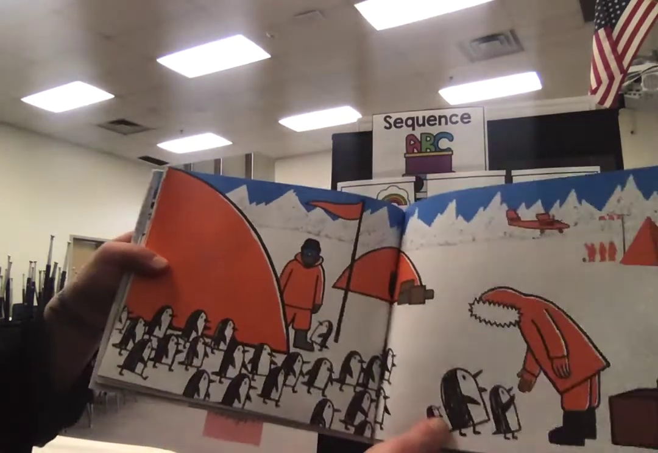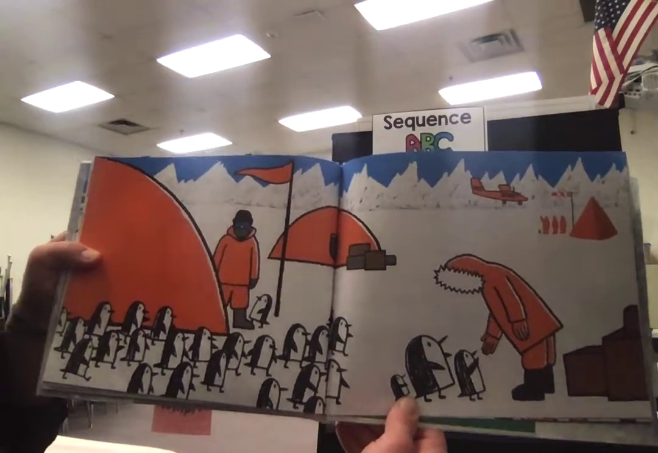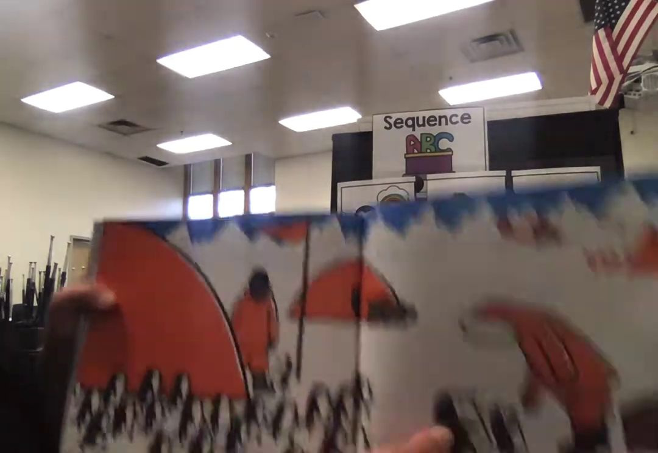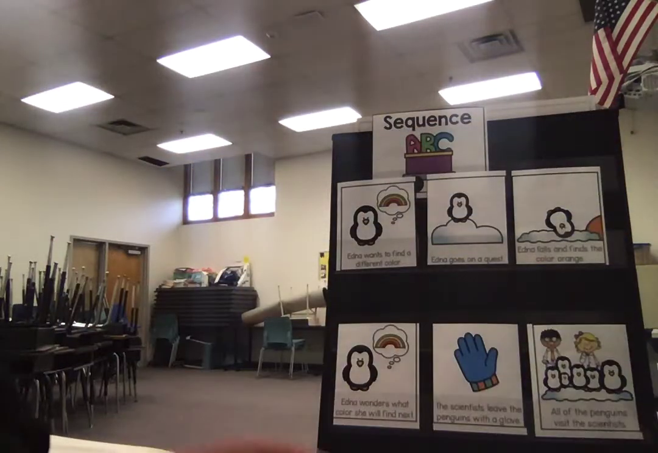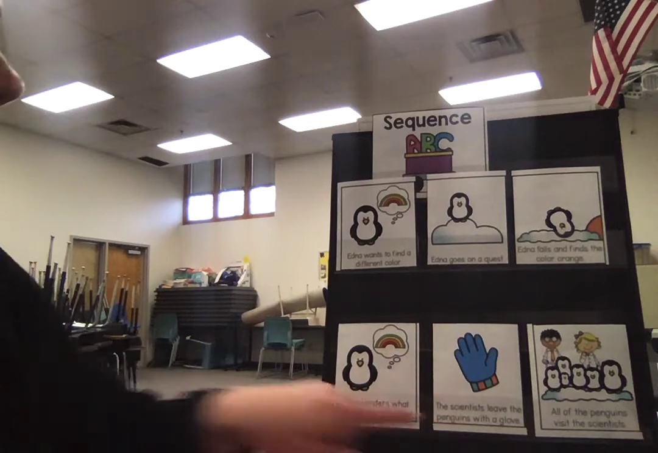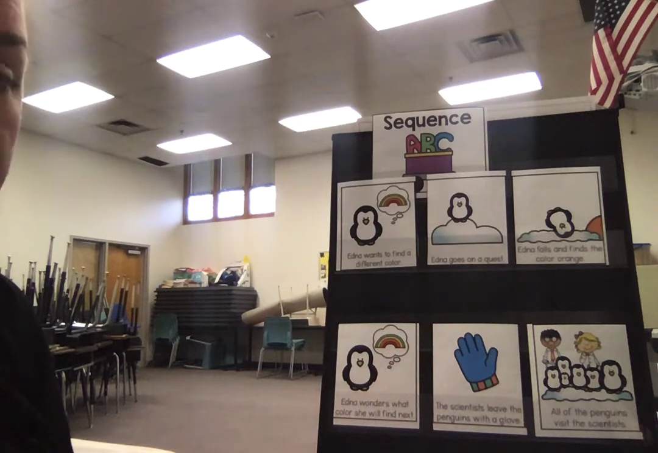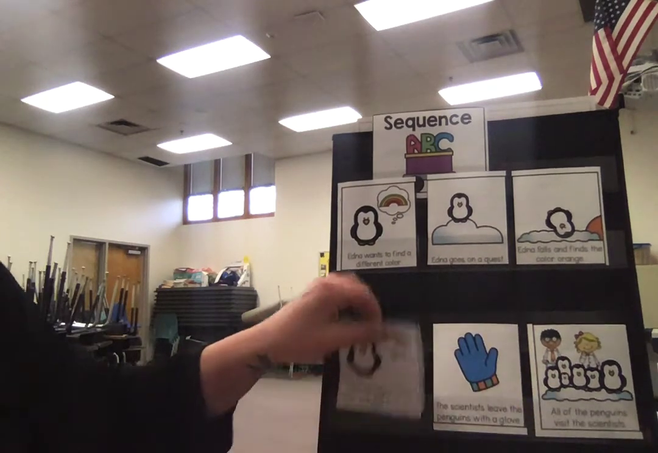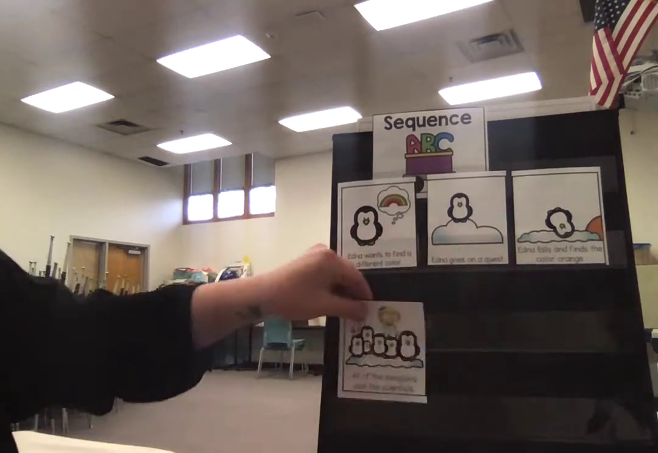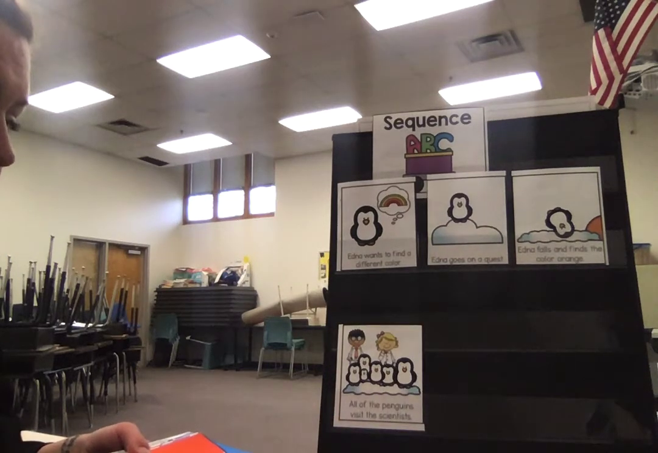Oh, now what does this look like? This looks like one of our cards, one of our story map pieces, huh? So on this, all the penguins are coming over here and hanging out with the scientists. So it says Edna wonders what color she will find next. The scientists leave the penguins with a glove, or all the penguins visit the scientists. Yep, I hope you said that when it's all the penguins visit the scientists. So we will put that next. All right.